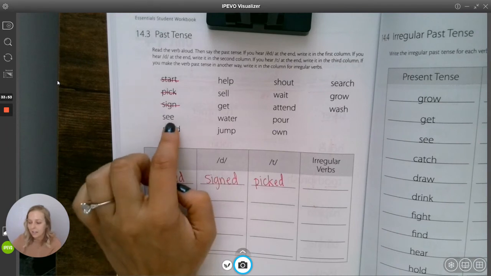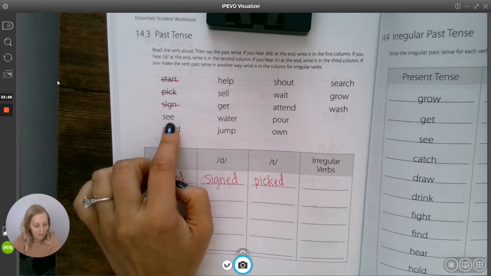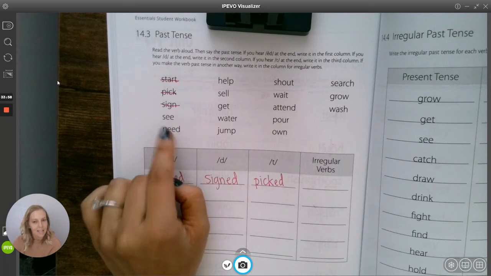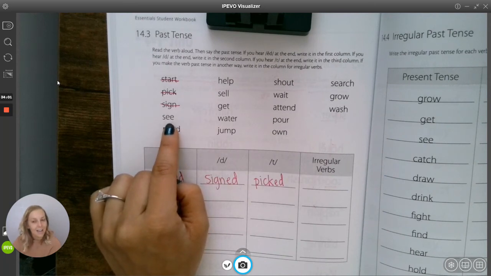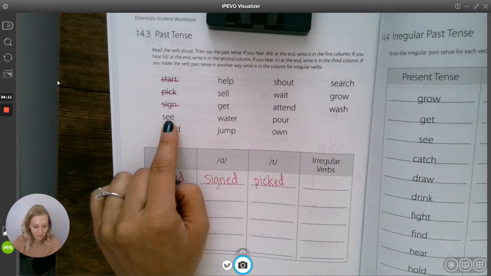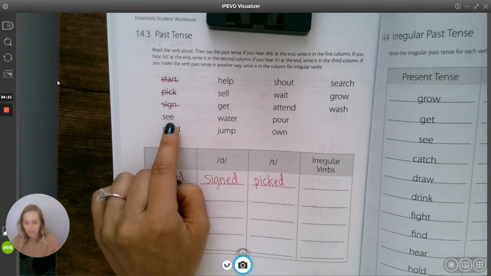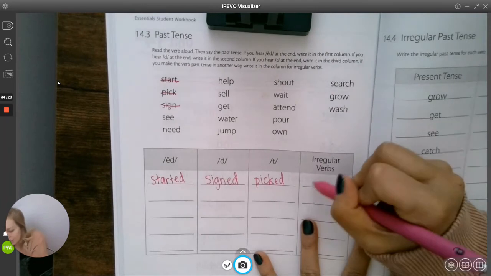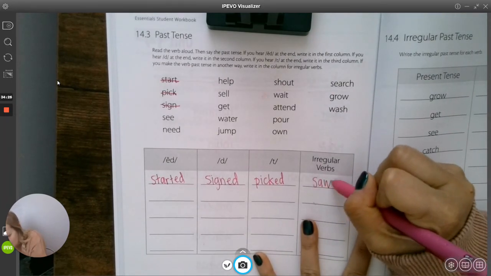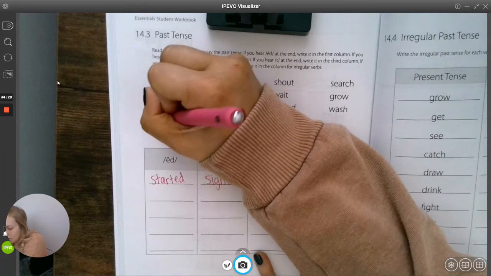All right. Next one, see. How do we make this past tense? Is it seed? I seed my dad yesterday? No. See becomes what word? Saw. Very good. So do we add the ed, d, t past tense ending? No, we don't. So this is an irregular verb. So we're going to write it over here. And remember, we're writing saw.